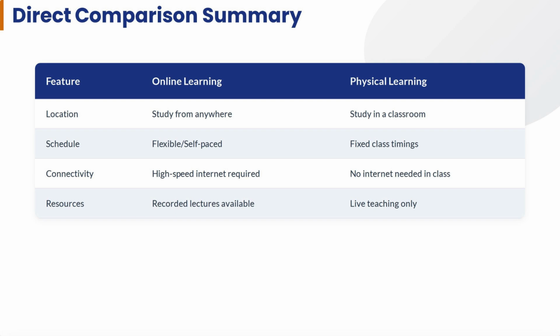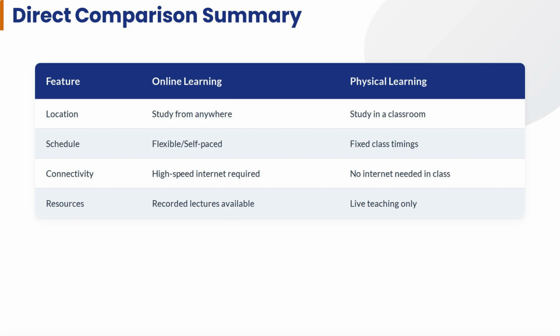This table compares online learning and physical learning. First, online learning allows students to study from anywhere, while physical learning takes place in a classroom. Second, online learning offers a flexible schedule, but physical learning follows fixed class timing. Another difference is internet access. Online learning requires a good internet connection, while physical classes do not need internet during lessons.